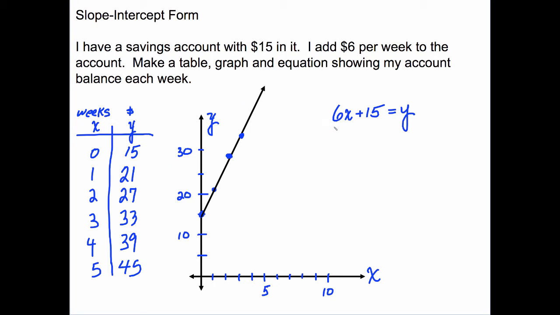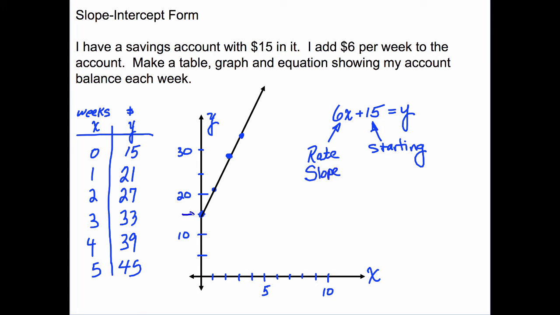Now in this equation, the 6 is a rate. That's the $6 per week. And this 15 was my starting balance. Now on the graph, we can see this 6 as the slope of the graph. So this graph has a slope of 6.